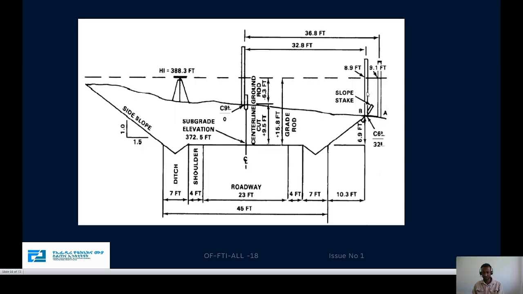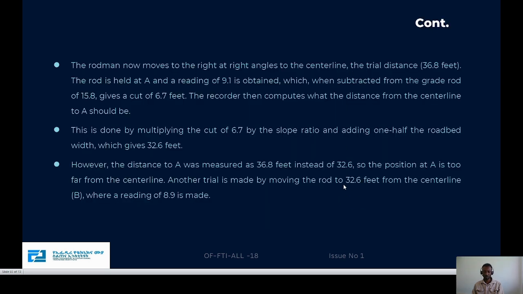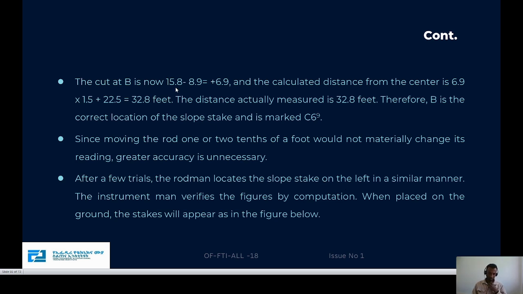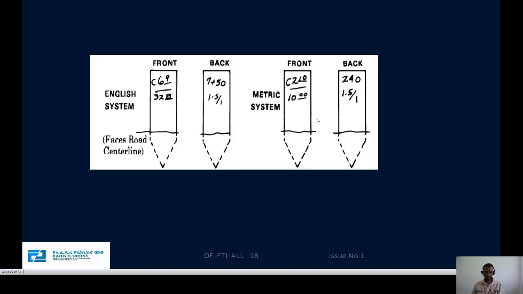So placing at 32.8, the rod reading will be 8.9. From 8.9 we calculate 15.8 minus 8.9, and we get 6.9. This 6.9 will be times the slope 1.5 plus 22.5, half of the road plus the shoulder plus the drainage ditch. We get 32.8, which is similar to that one. So the cutting slope stake will be a cut of 6.9. The surveyor will mark C6.9 on the stake. This is the cutting part, at a distance of 32.8 from the center line.